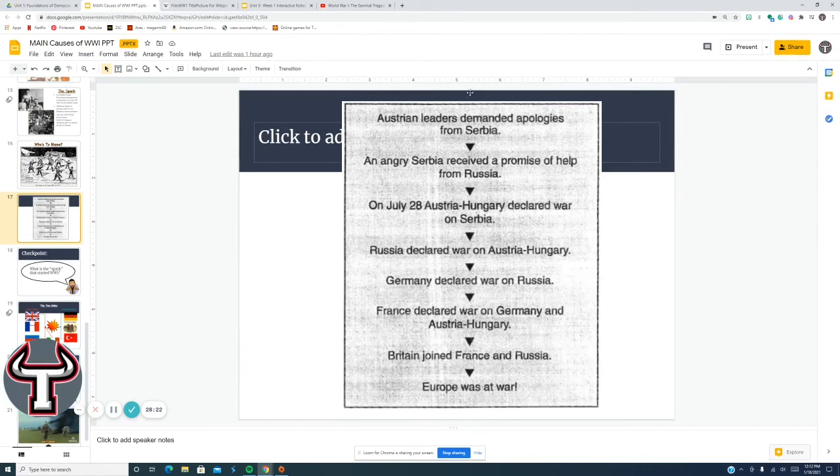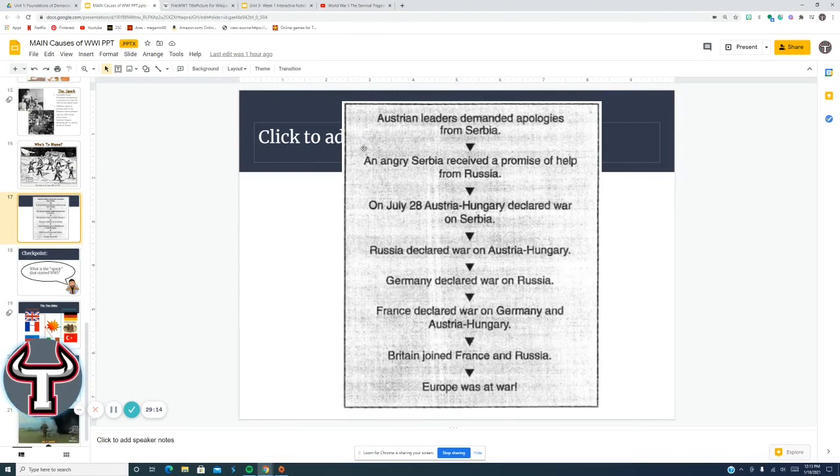For example, this right here. As you guys can see, action that happens from the assassination of Franz Ferdinand. Like mentioned, the Austrian-Hungary emperor and leaders demand justice. They demand apologies and an investigation into Serbia. Of course, angry Serbians received a promise of help from their neighbor and friend, Russia. As these incidences were happening, Serbia reached out to Russia saying, if there was to be a fight, would you have my back? And Russia says yes.